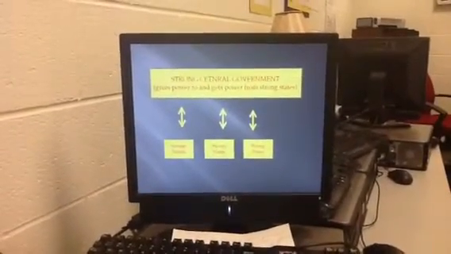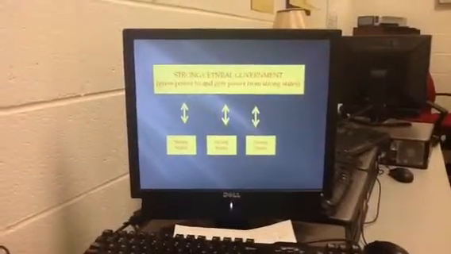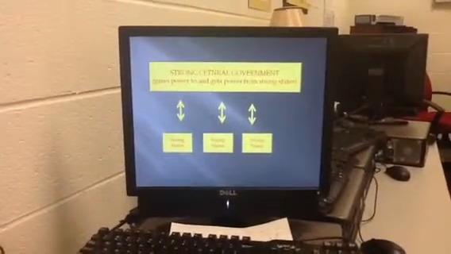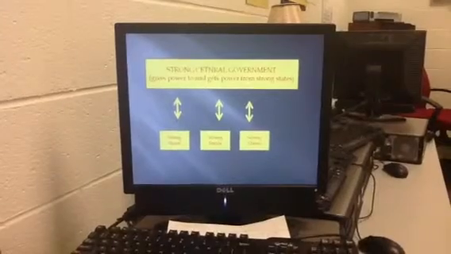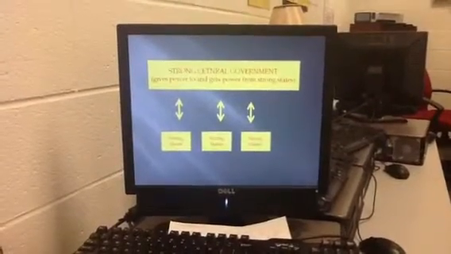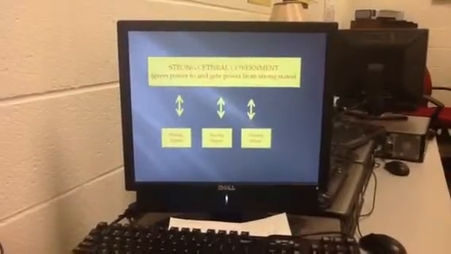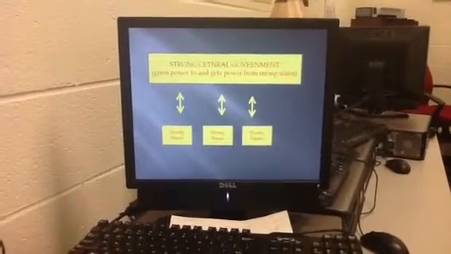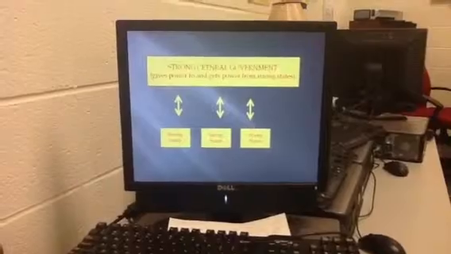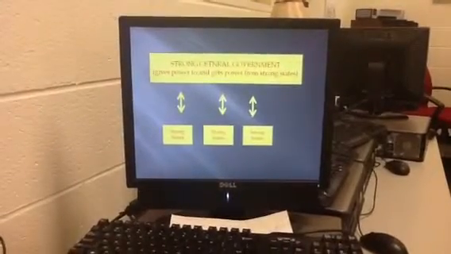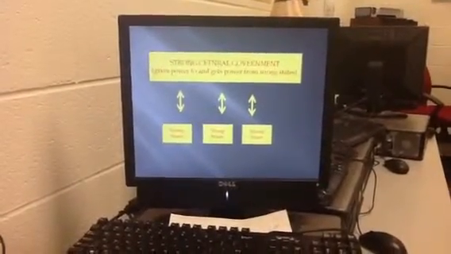Now, again, every country that we cover has to have a type and a system. The types of government are autocracy, oligarchy, and democracy. The systems of government are federation, confederation, and unitary. Okay, all countries have to have a Part A and a Part B, a system and a type.